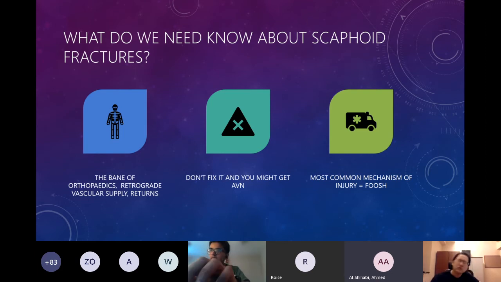The most common mechanism of injury, which is actually quite a common mechanism of injury for a lot of the upper limb fractures, is FOOSH, which is a fall on outstretched hand. So somebody trips on a slippery ground or something, and they fall like that. The impact zone's usually around here. Your scaphoid's sitting around here. It takes most of the impact. As a result, it's the most likely one of the carpal bones to fracture.